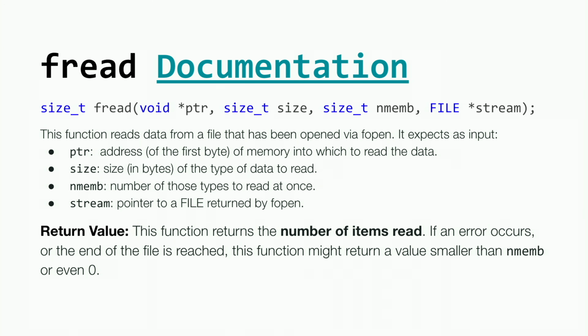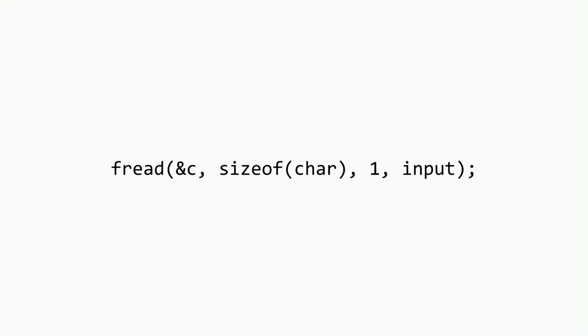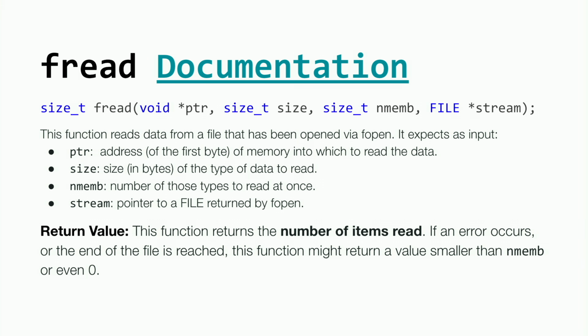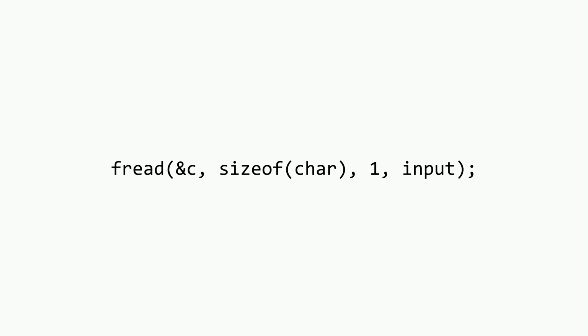Then we have the number of those types to read at once. So how many of the size blocks do you want to read? In this case, we just wanted to do 1 character at a time. And then stream, which is the pointer to the file that you want to read from. In this case, input.